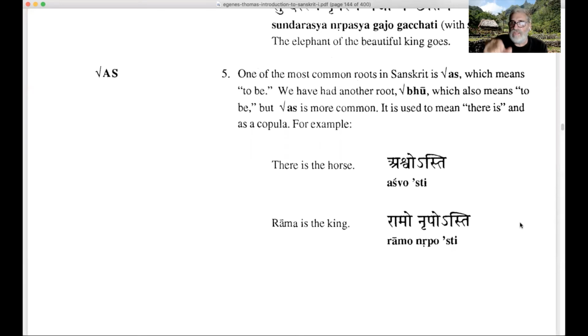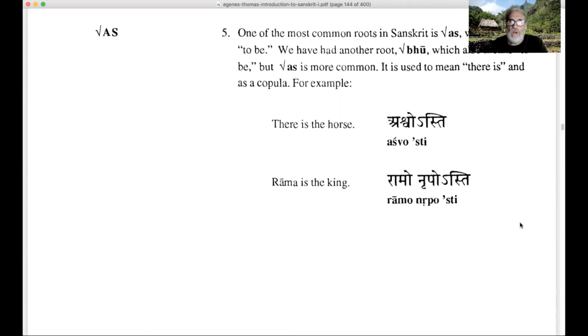Ashvaha, with the Sandhi, becomes ashvo, and you put an avagraha there, and the a of asti is dropped through the Sandhi. Ashvaha asti becomes ashvosti. It means there is a horse. A horse is in the nominative singular, ashvaha.